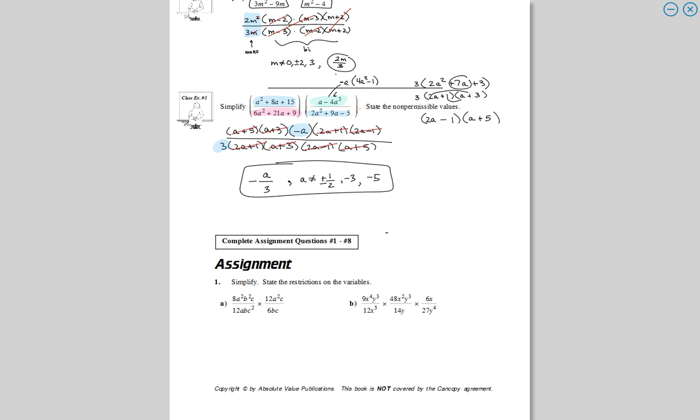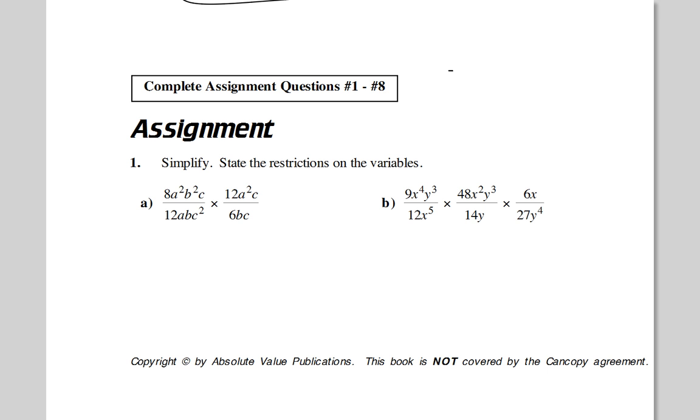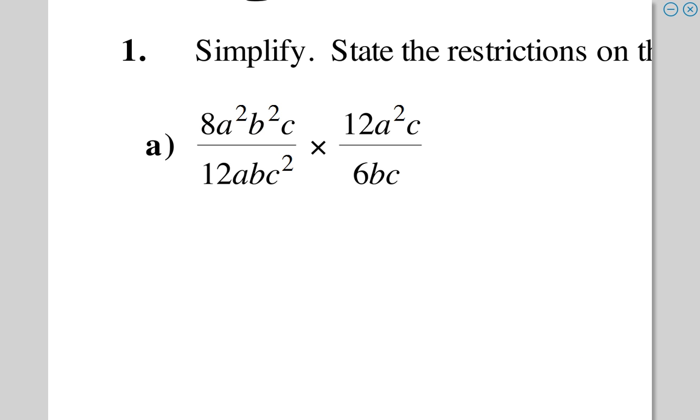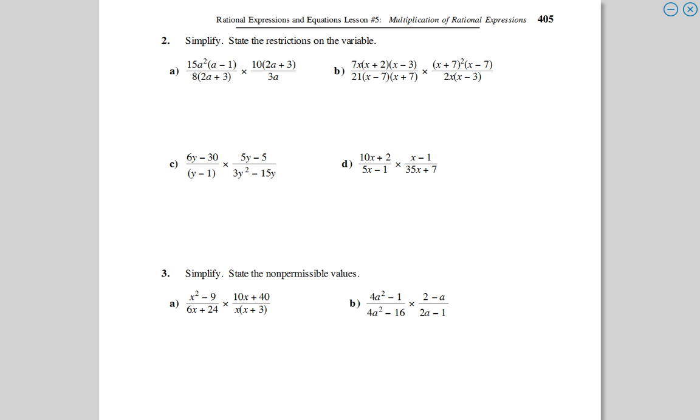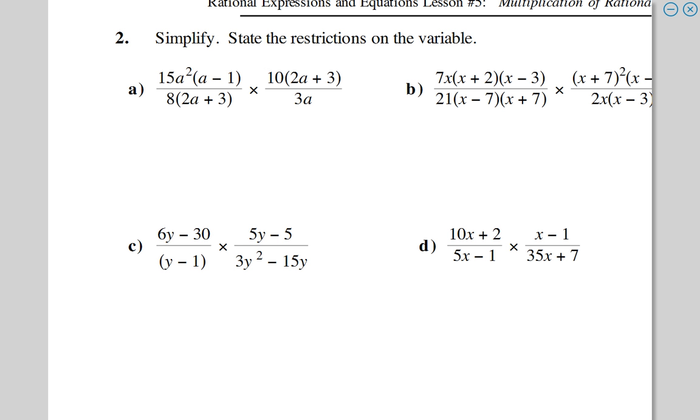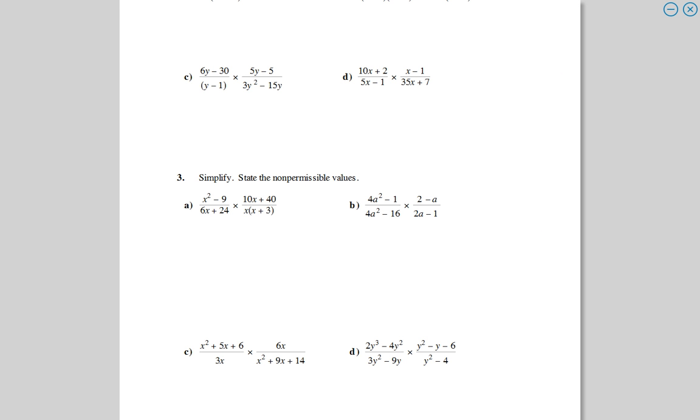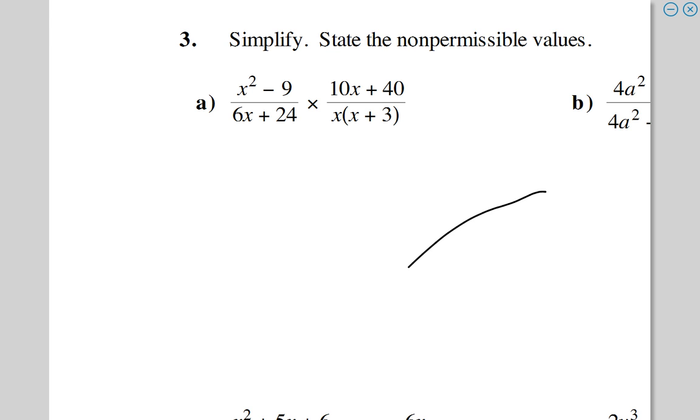So, I'm done. Now it's on you. Look at the assignment. Let's take a look at number 1. What's the strategy for number 1? It's all monomials. 8 times 12, divide 6, math fraction. Count the A's, count the B's, count the C's. Next. Number 2, it's already factored. So a lot of the work's done. Maybe you do a couple from each in number 1 and 2. Into number 3, they want you to factor first.